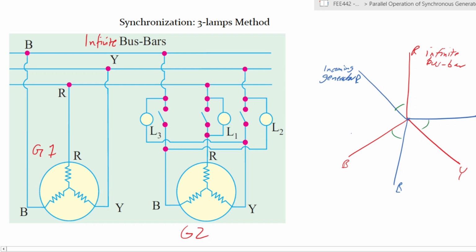So now if we look at how the lamps have been wired, lamp 1 is connected between the red of the infinite bus bar and the red of the incoming generator. So lamp 1 is in between the two like that, right? Then you have lamp 2, which is connected between the yellow of the infinite and the blue of the incomer. So yellow of the infinite and the blue of the incomer.